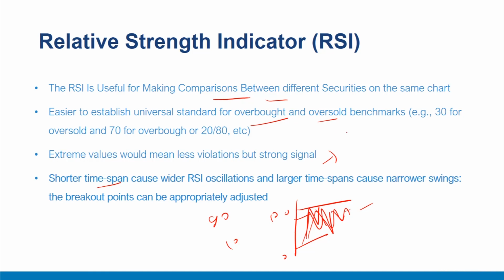For example, if the time span is too short, like a few days, then it may cause wider RSI oscillations, while as compared to that, a larger time span would cause narrower swings. And the breakout points can be adjusted depending upon the time span, whether it is larger or smaller. We can adjust the overbought and oversold levels or breakpoints.